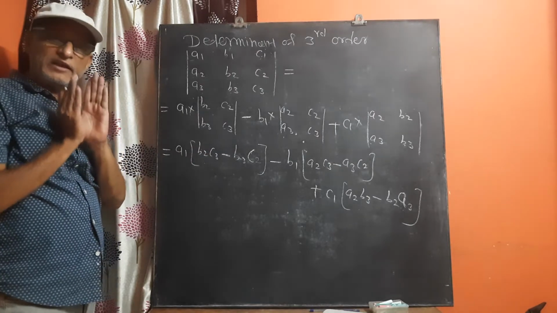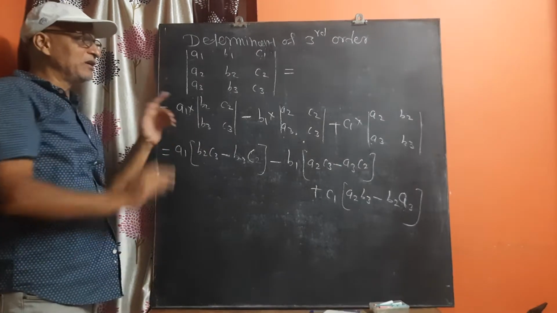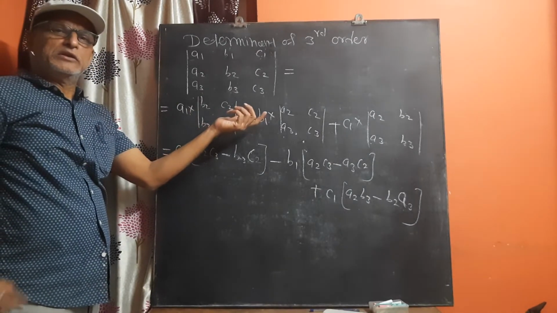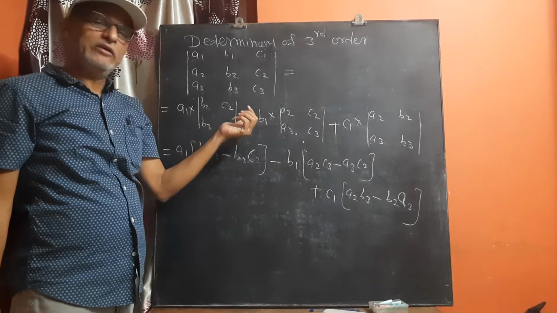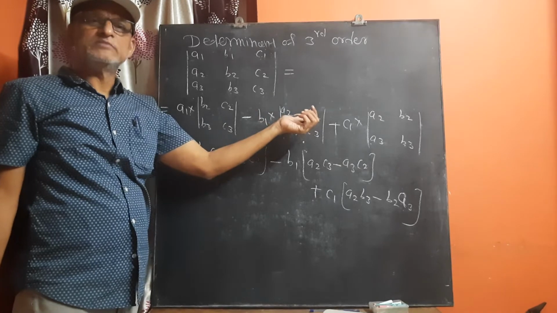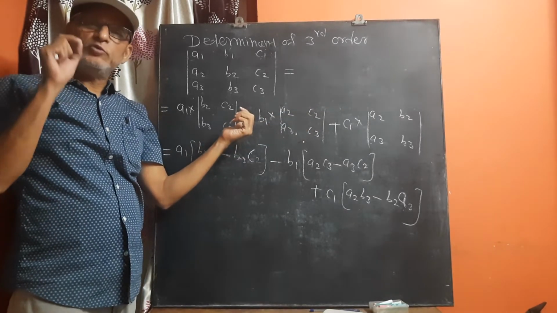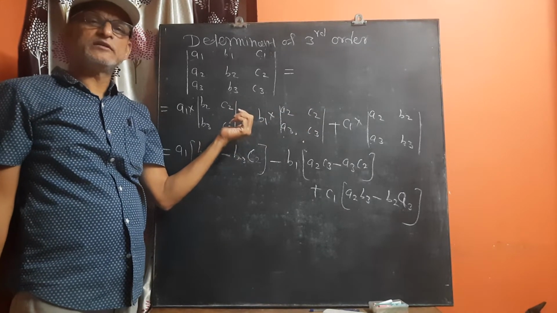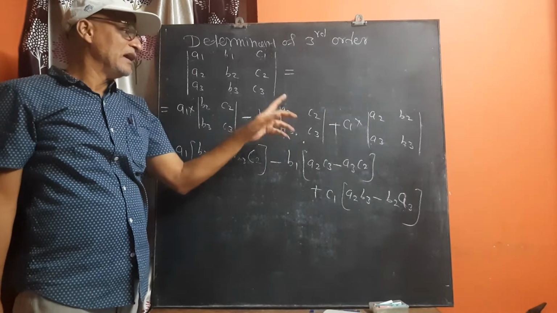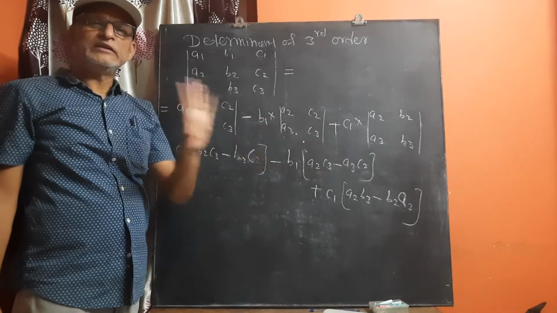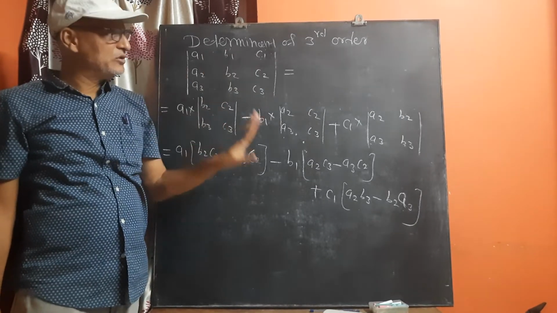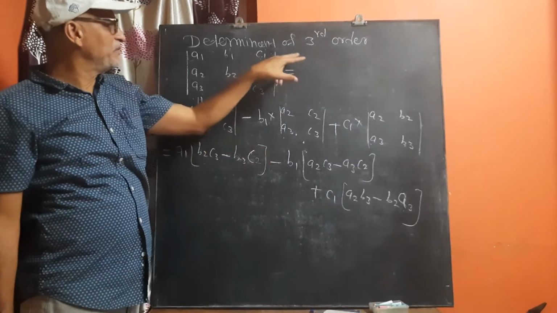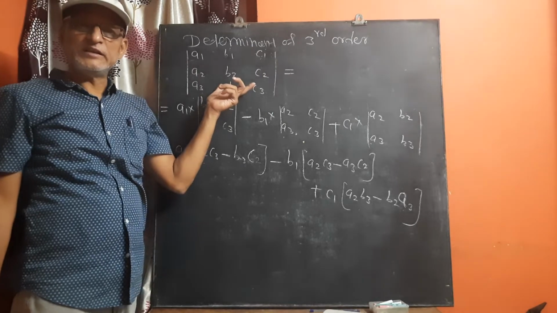Just you have to take care that while solving the determinant, you should be very careful while putting the signs. Putting the signs means you put the proper sign, plus है तो plus रखो, minus है तो minus लिखो, and if you simplify it, you will get the correct answers of the determinant. So I think the simplification of 3 by 3 order determinant is clear.